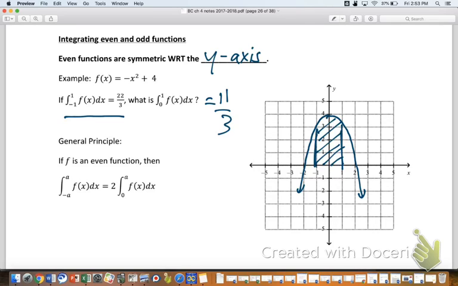General principle is if f is an even function, then the integral from negative a to a would be double the integral from 0 to a, and all the other variations that you could write based on that. I think the graph is very helpful to see.